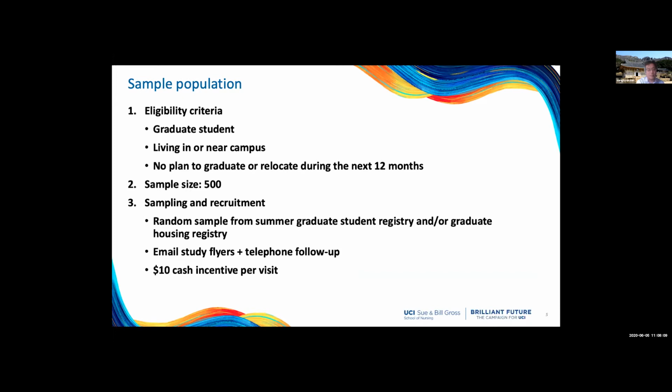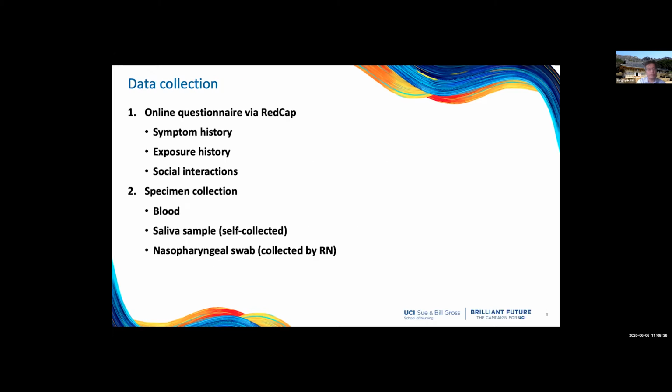Our sample size is 500, and we plan on sampling through a summer graduate student registry or a graduate housing registry. We will randomly sample 500 students, and recruitment will be done through emailing study flyers and telephone follow-up if necessary. We also will be giving $10 cash incentives per visit for each participant.